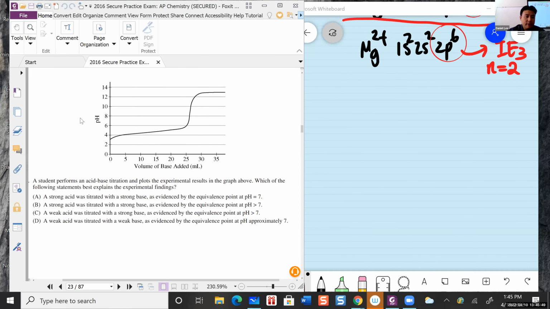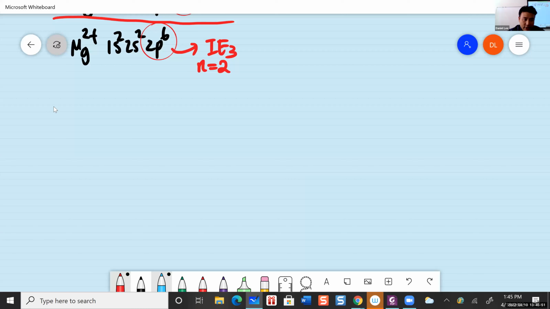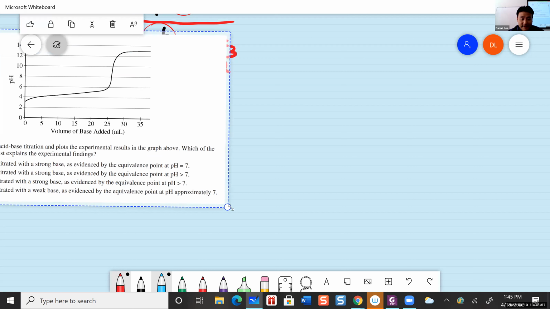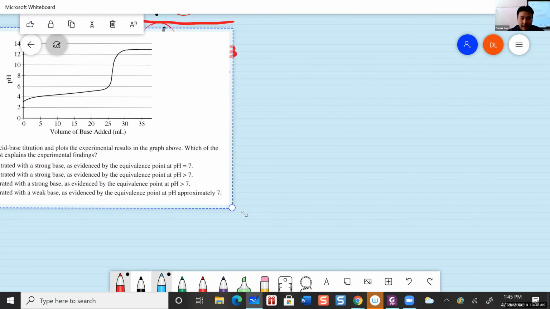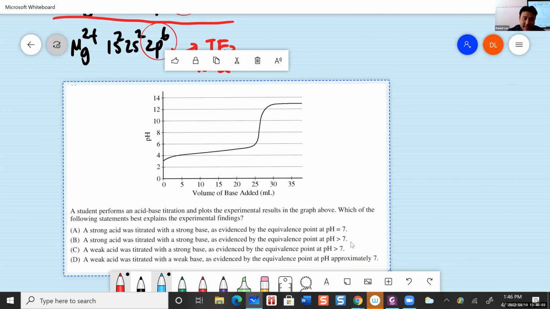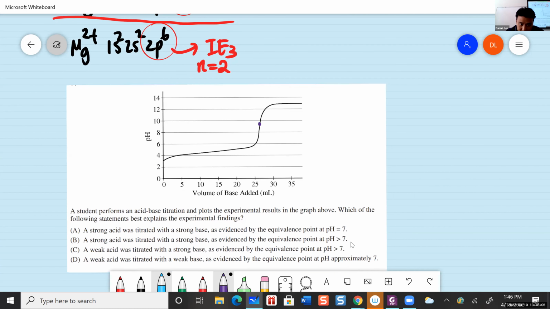Whenever you look at a titration graph, there are three types of titration graph. This one is a weak acid because it starts with low pH, titrated by a strong base. This is a weak acid with a strong base titration. So you always identify the most vertical region. This is the equivalence point. You can see the pH at equivalence is like 9 point something, and it takes about 25 mils.